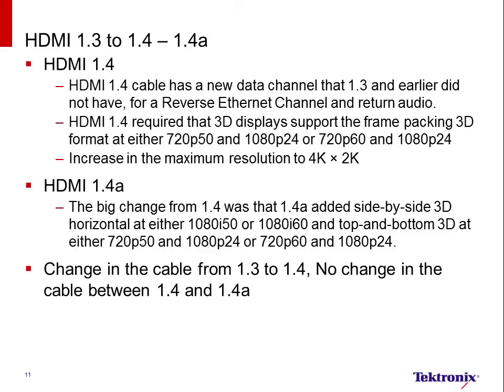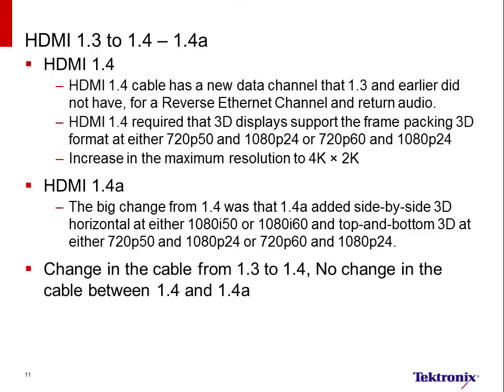HDMI 1.4 has a new data channel that HDMI 1.3 did not have. This new data channel is used for reverse Ethernet and return audio, going from the monitor or TV set back to the source or the set-top box. Also, 1.4 provided for 3D support from Blu-ray players.